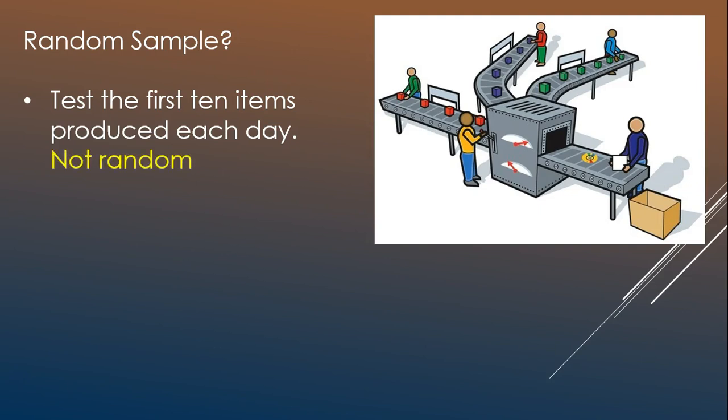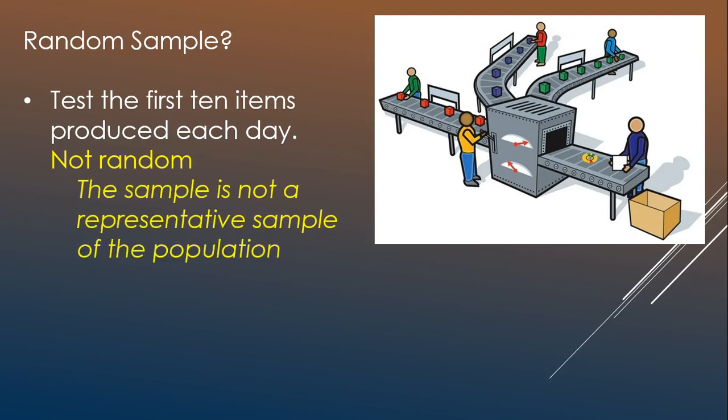Well, probably not. After all, the first 10 items produced each day might be perfect because your workers are refreshed and they've just come to work and they're not making any mistakes in producing the product. Or maybe the first 10 items have a lot of defects because when your workers come to work, they're a little bit tired, they've just woken up, and they make a few mistakes at the beginning that they don't make at the end. So we would say that this sample is not a representative sample of the population.